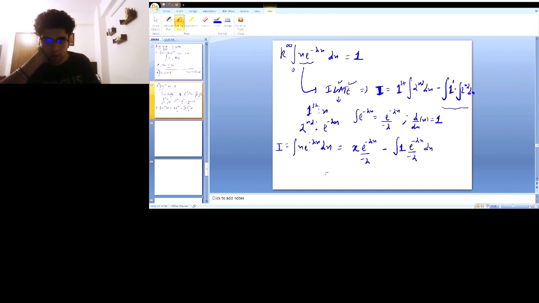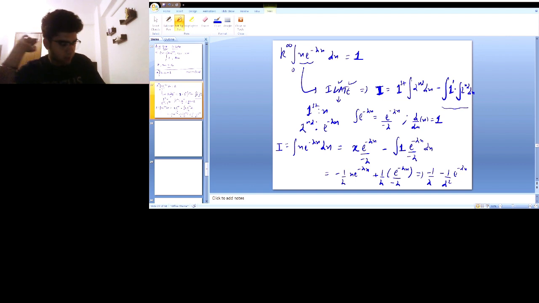So this gives me minus 1 upon lambda x e to the power minus lambda x, minus, plus 1 upon lambda, and then integrating this e to the power minus lambda x gives me another lambda, so this becomes e to the power minus lambda x upon minus lambda. So this gives me minus, plus, minus becomes minus 1 upon lambda square, because I have two lambdas here, e to the power minus lambda x. Wait, I need to write this again. I'll write this on the next page.